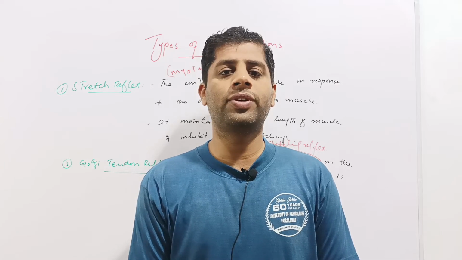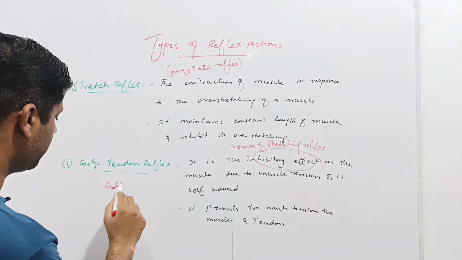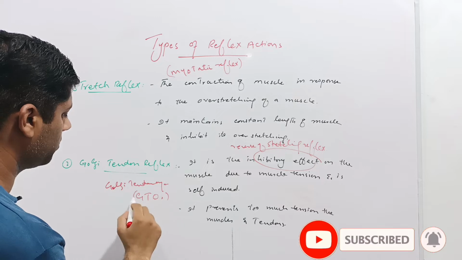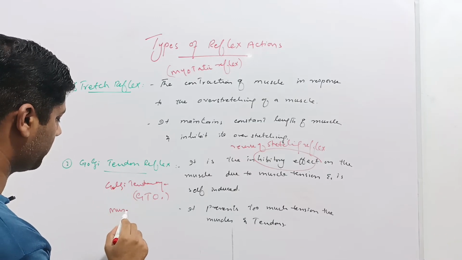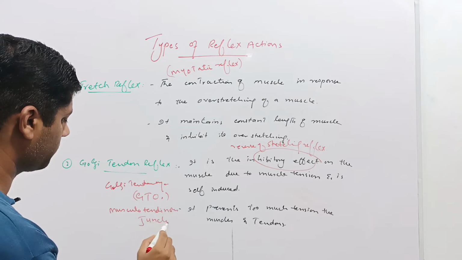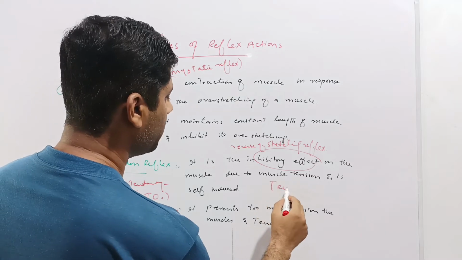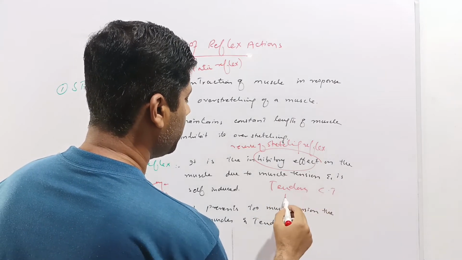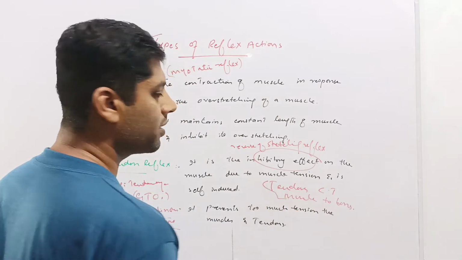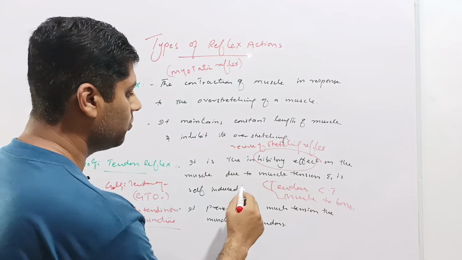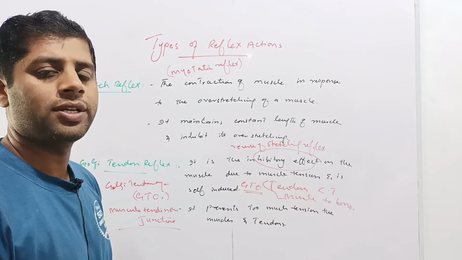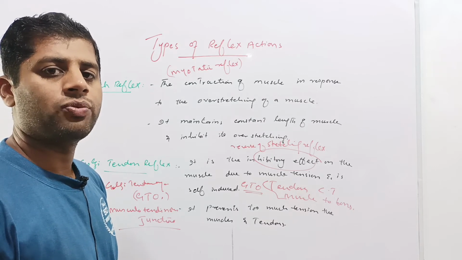This Golgi tendon reflex is activated by the Golgi tendon organs, called GTOs. These are located in the musculo-tendinous junctions. As we know, tendons are the connective tissues which join the muscles to bones, and junctions are gaps between the tendon and muscle. This is called the musculo-tendinous junction, where the Golgi tendon organs are located, and these are specialized for the performance of the Golgi tendon reflex, or inhibiting the over-tension or force on the particular muscle.